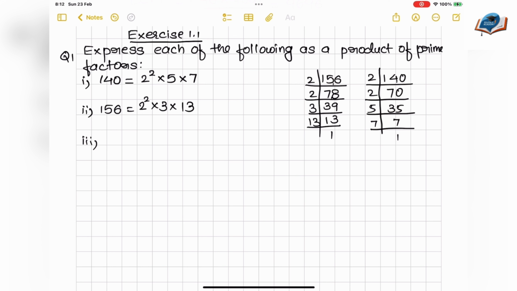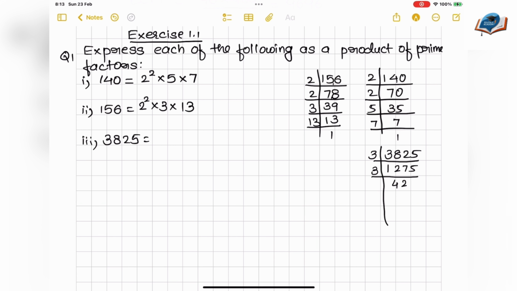Then the third one says 3825. So now let us do it for 3825. If I do the prime factorization of 3825, 8 plus 2 is 10, 10 plus 5 is 15, 15 plus 3 is 18, so first it will go with 3. So 3 ones are 3, 3 twos are 6, 2 remainder, 7 threes are 21, so 5. Now 7 plus 3 is 10 and 5 is 15.